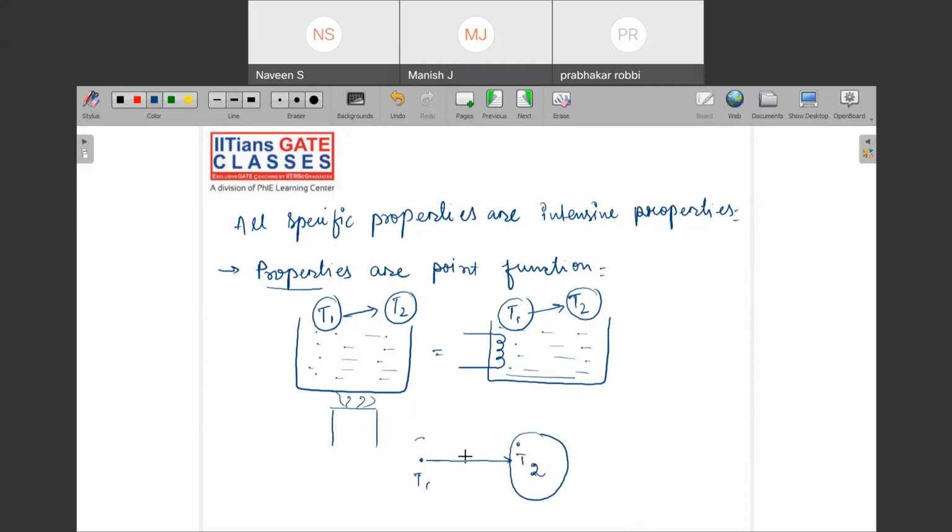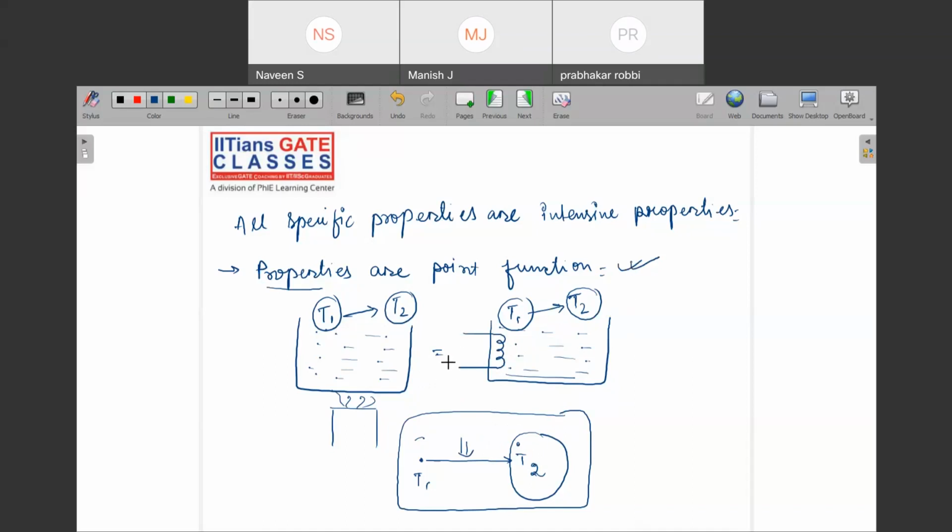So you don't mind what path it has taken or what process you used to reach from T1 to T2, it never minds. It will never happen that if you are willing to reach T2 then you cannot reach it through any other means, right? So it simply means that you are only interested in what your final temperature is, okay, you are not worried about what happens in between. So that is why, very important, properties are point functions.